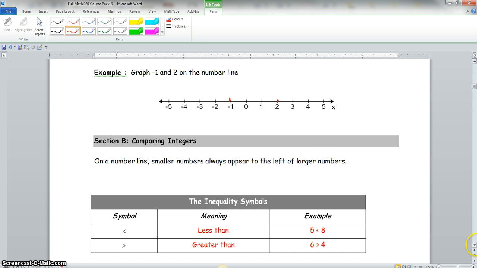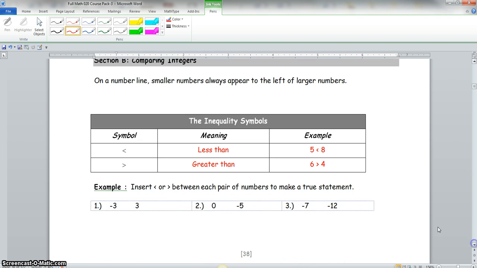Okay, now we scroll down here. It says on the number line, smaller numbers always appear to the left of larger numbers. Now we have the inequality symbols. This symbol means less than, this symbol means greater than. As we show here, meaning this is less than, so an example 5 is less than 8. This means greater than, so 6 is greater than 4.